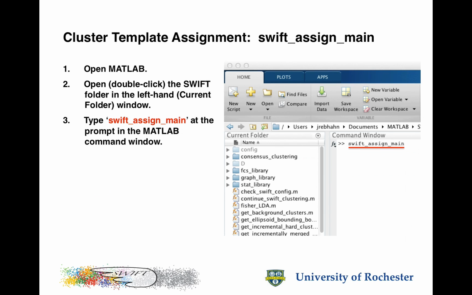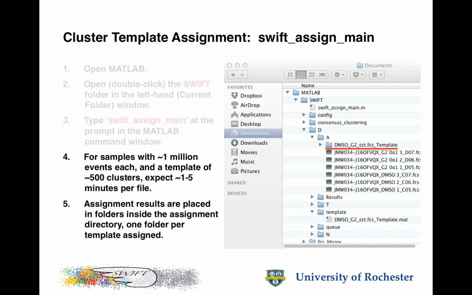So at this stage you can open MATLAB, double-click the Swift folder in the left-hand window to open it up, and then type swift underscore assign underscore main at the prompt in the main MATLAB command window.